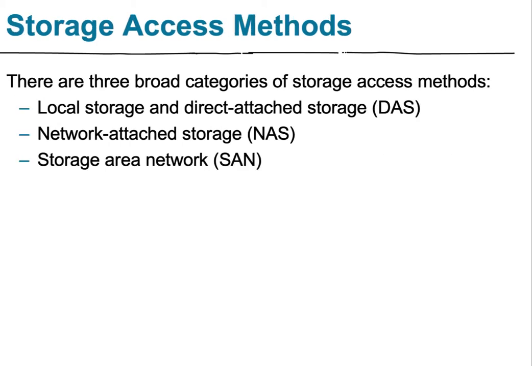The discussion on storage access methods revolves around where storage is located in relation to the server. There are three broad categories of storage access methods: DAS, which is local or direct attached storage, NAS, which is network attached storage, and SAN, which is a storage area network.